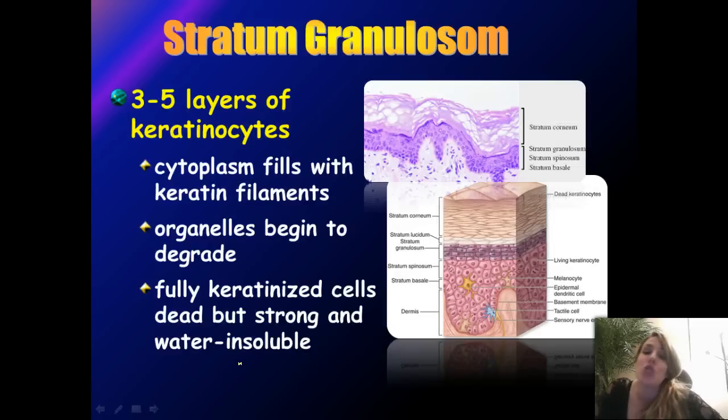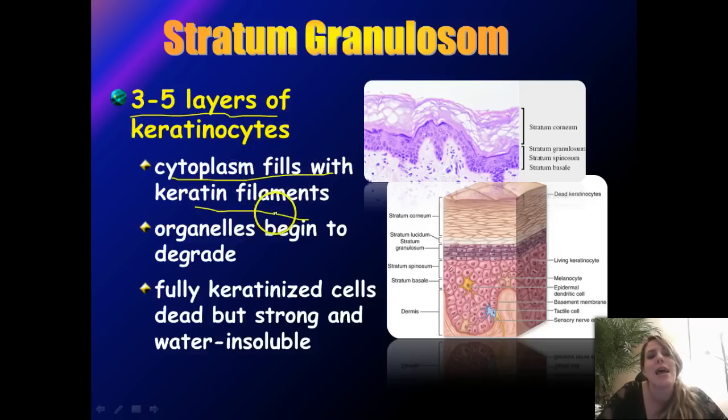More detail on the stratum granulosum. So again, these are 3 to 5 layers thick of keratinocytes, and these are aging cells, so now they're just kind of packing away that keratin that they're producing. So that cytoplasm is filling with keratin filaments, and these guys are getting old. They're ready to walk into the sunset. Their organelles are starting to break down. They're really not doing so good.